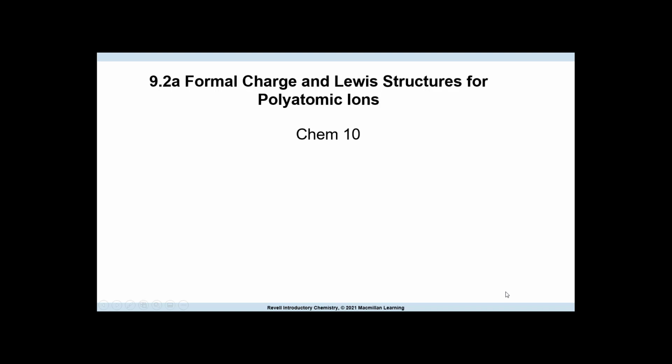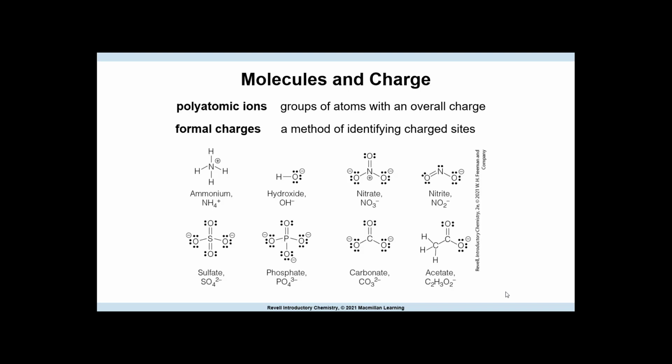Class, we are now on 9.2a. This is formal charge and Lewis structures for polyatomic ions. So in chapter 5, we introduced polyatomic ions as groups of atoms with an overall charge. The distribution of these charges across the ions affects many of their chemical properties. Now that we have a better understanding of covalent bonding, let's look at the structures of 8 common polyatomic ions.